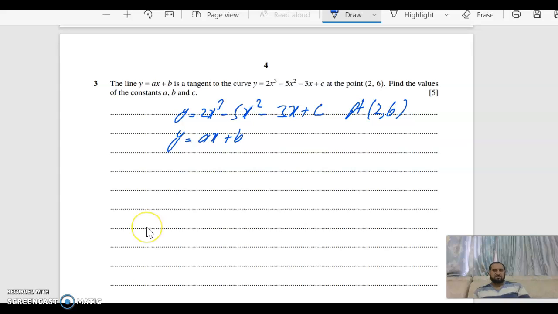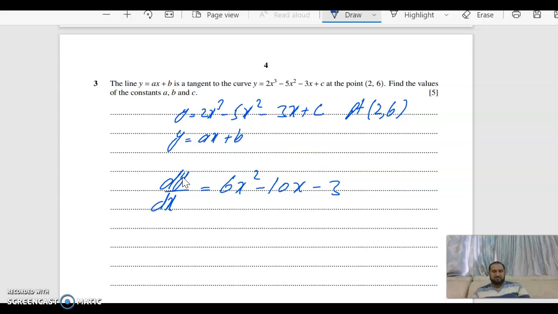Since it says it's a tangent, we can differentiate the curve. So dy by dx is equal to 6x squared minus 10x minus 3.